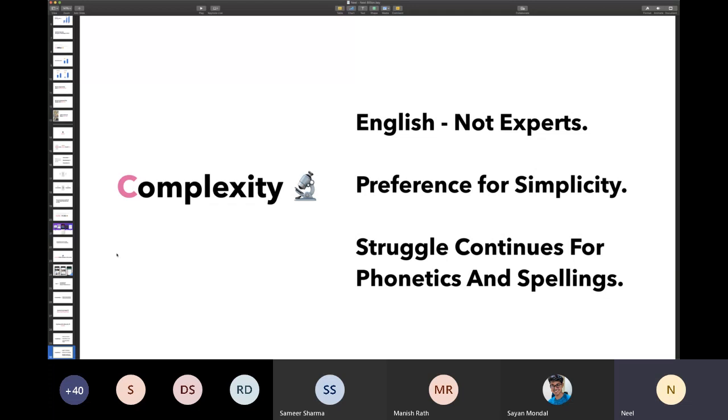Now, again, in terms of complexity, most of the apps that we use are designed in English. But if you look at India specifically, even though a good chunk of the population in a certain age group does know English of sorts, they're not experts in it. While they might understand basic words and try to formulate a meaning around them, they're not very fluent in reading articles and essays and complicated words and understanding the meaning out of them. These people prefer simplicity more and they continue to struggle with phonetics and spellings.